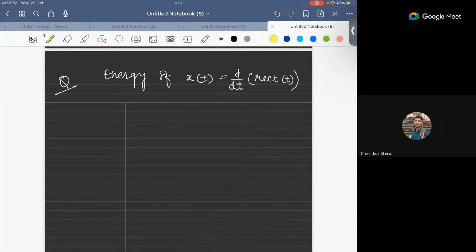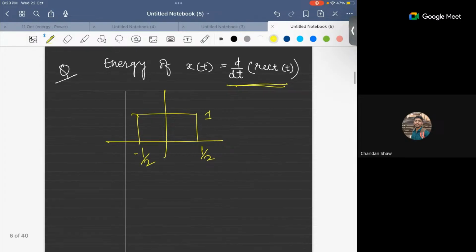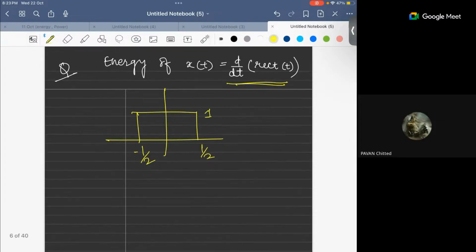Okay, how will you calculate the energy of this signal where you are differentiating the rect function? If you have a rectangular function from minus half to half, if you differentiate this, what will you get? Zero, as it is constant? No, but from 0 to 1 you are getting a sharp change, right? So what should you get? Impulse. That's impulse, because differentiation is nothing but the rate of change.